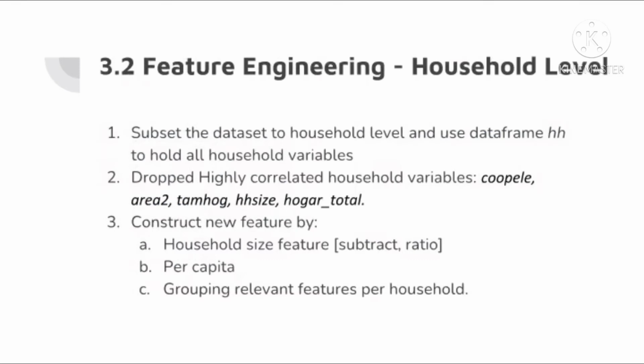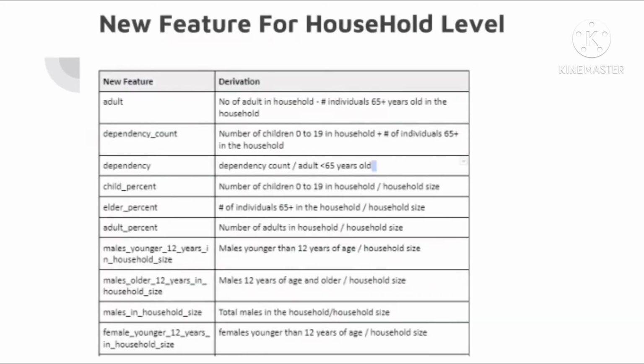Firstly, we subsetted the dataset based on the head of the household and created a new data frame to hold all the household variables. Secondly, we removed highly correlated variables and kept most of the household variables to use as the features. Thirdly, we constructed new features in household size using subtraction and ratio, per capita and combination of relevant features per household. We derived new features for household level by using simple calculation, subtraction and ratio, to denote the household population information based on the household size.